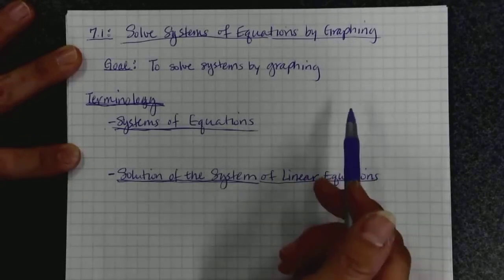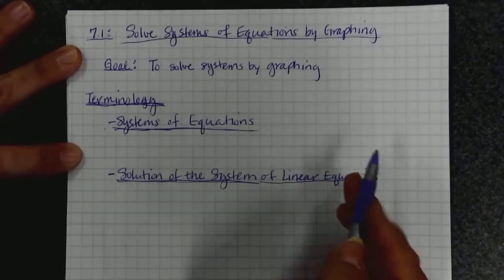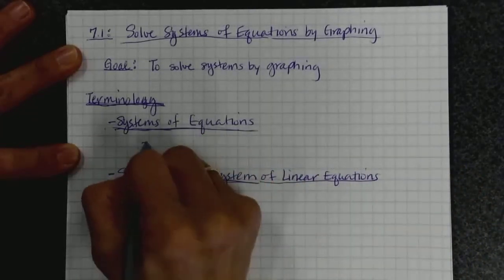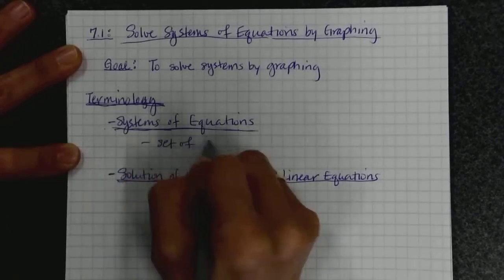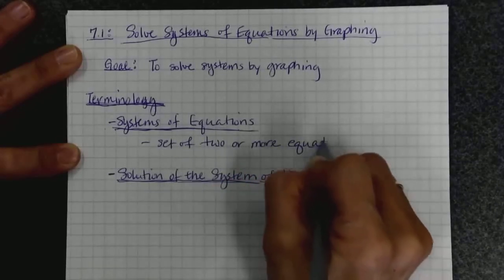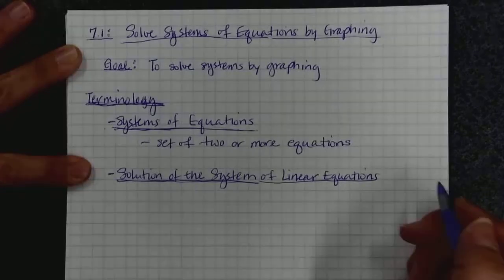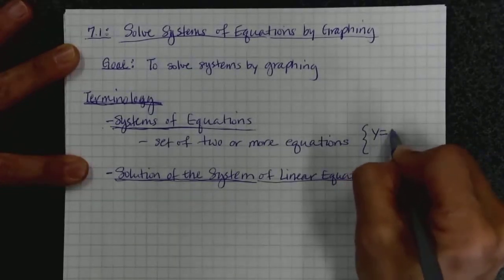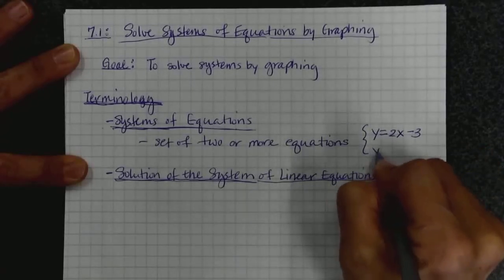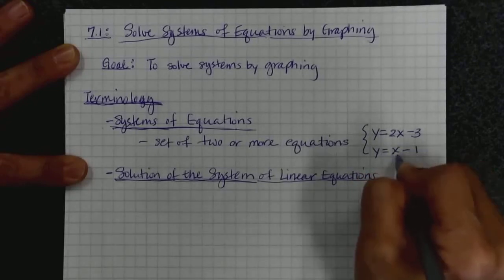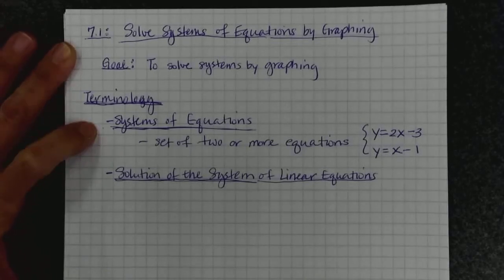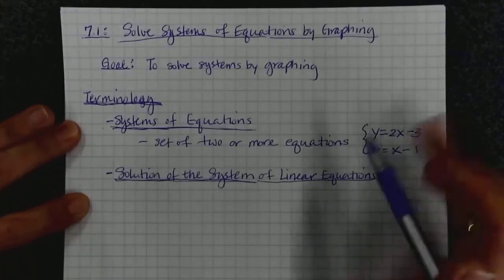Before we start solving the system, we have to figure out what a system of equations means. A system of equations is a set of two or more equations. So if I had an equation y equals 2x minus 3, and an equation y equals x minus 1, these two equations together make a system of equations.